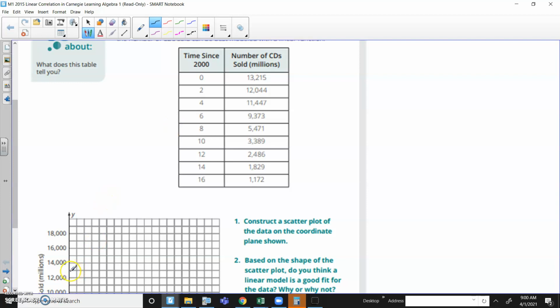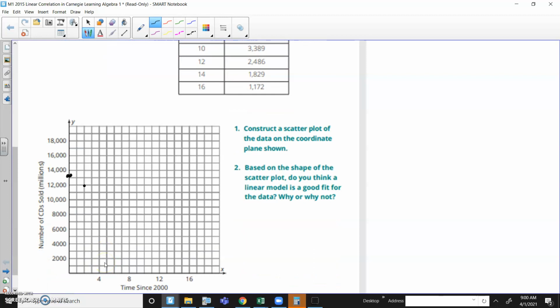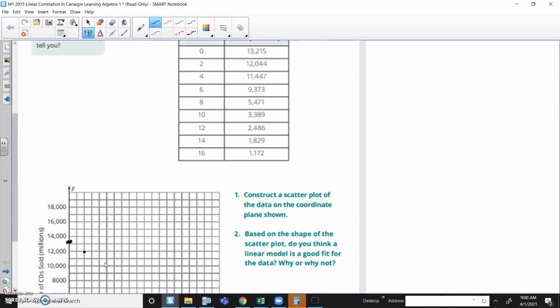13,000 is your y-intercept. 13,215, and then 2 years later it looks like you're hitting 12,000, so I'm assuming these are going by twos. Yeah, just making sure. And then 2 years later, you are already at 11,4, so that's about here. And then 9,3, 2 years later, so that's below 10,000. We'll say it's about there.